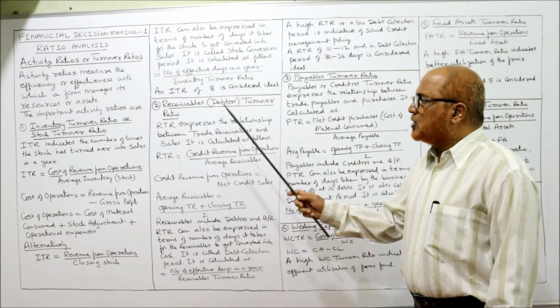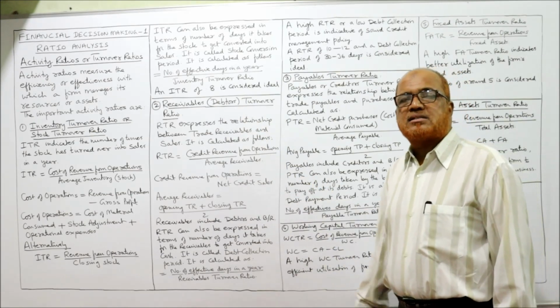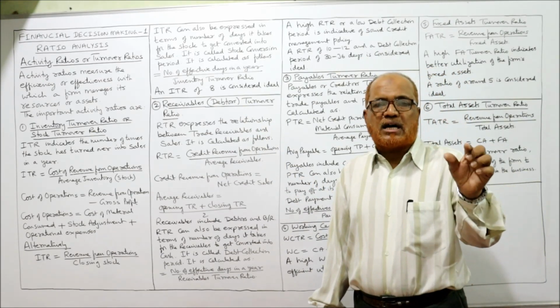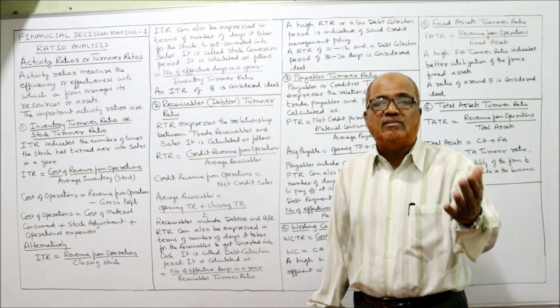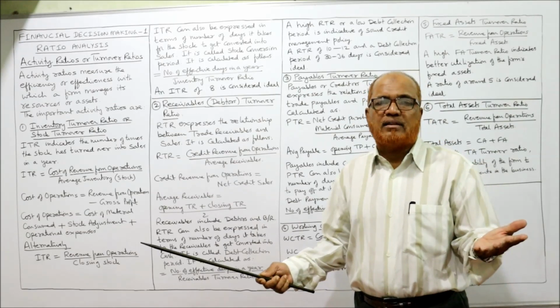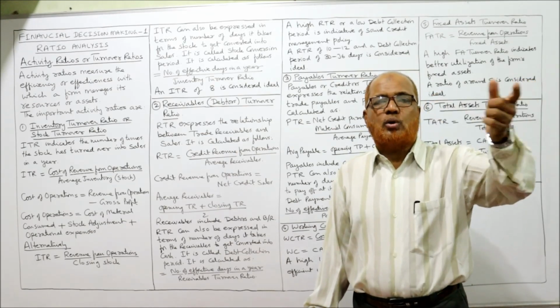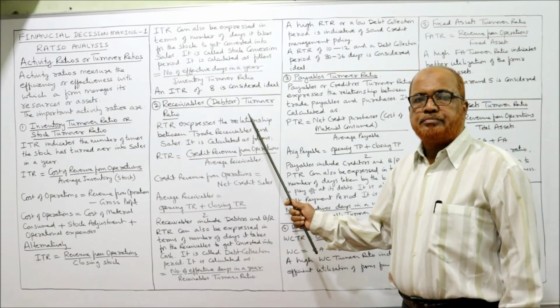The second turnover ratio is the receivables turnover ratio or debtors turnover ratio. Traditionally, we called them debtors. Now we do not call them debtors, we call them receivables. In reality, receivables and debtors are one and the same. Earlier we called it debtors turnover ratio, now we call it receivables turnover ratio.